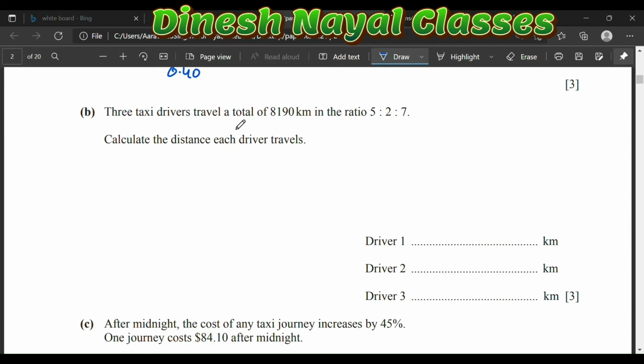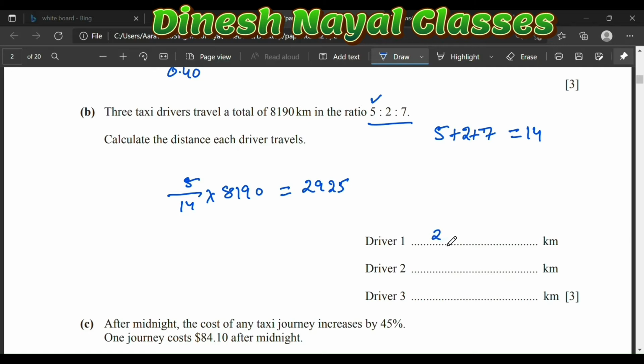Part 3: taxi drivers travel a total of 8190 kilometers in the ratio 5:2:7. Now calculate the distance each driver travels. Taking the sum as 5 plus 2 plus 7, that equals 14. The distance traveled by the first driver will be 5 by 14 times 8190. Doing the calculation, this gives 2925 kilometers.